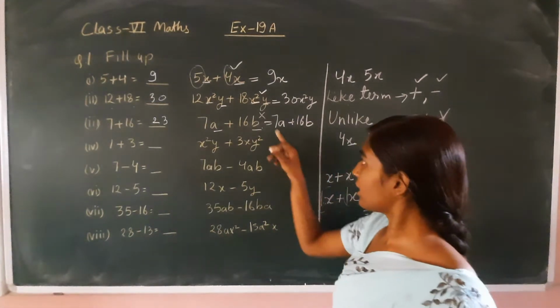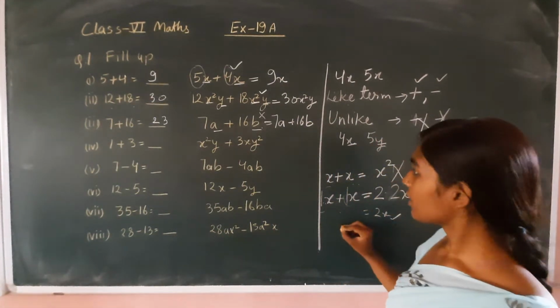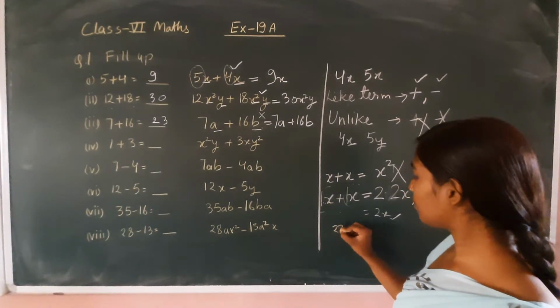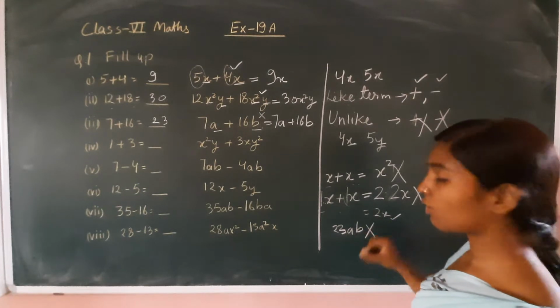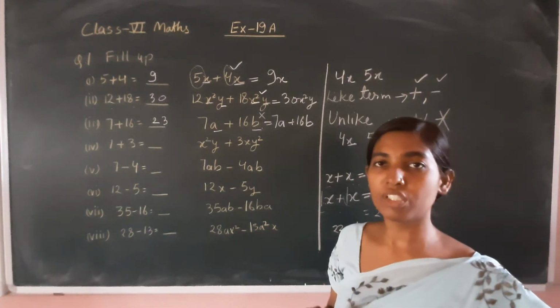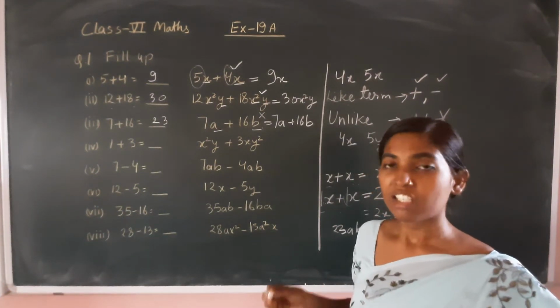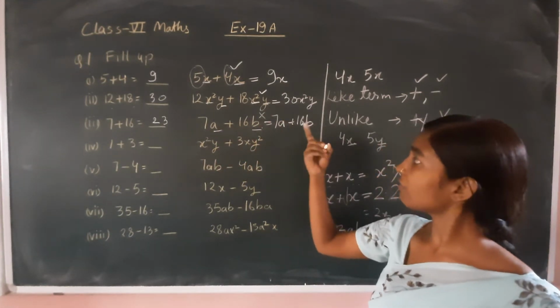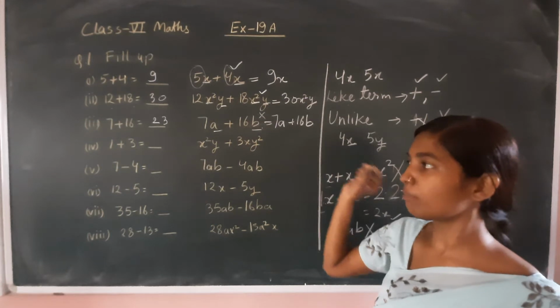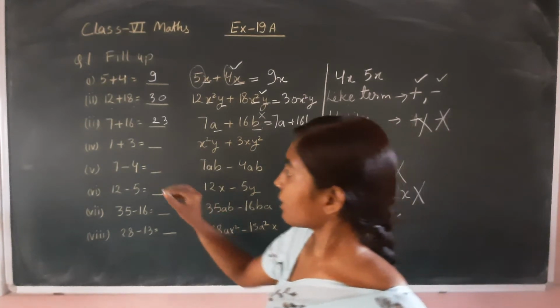If you write the answer of this one as 7 plus 16, 23ab, then this answer is wrong. In algebra, only like terms can be added. If the terms are unlike like this, the answer will be as it is. There will not be any change. Now come to the next one.